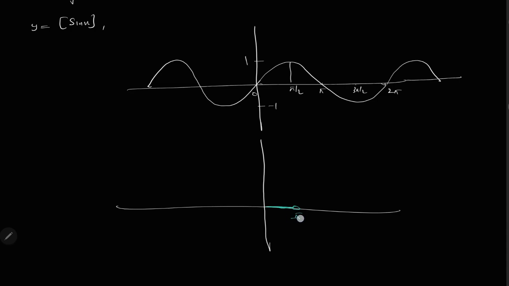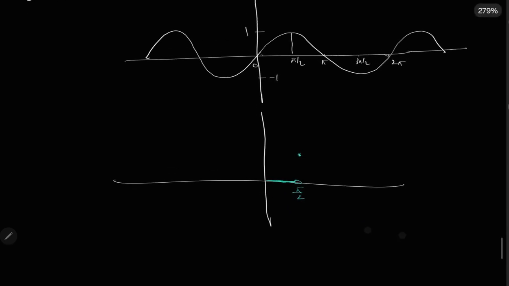But at pi by 2, what is the actual value? It will be 1. Okay. Pi by 2, it will be 1. Pi by 2 to pi, this one. What is the nearest integral slab? This one. 0. Again 0. So how will the graph be? It will be like this.